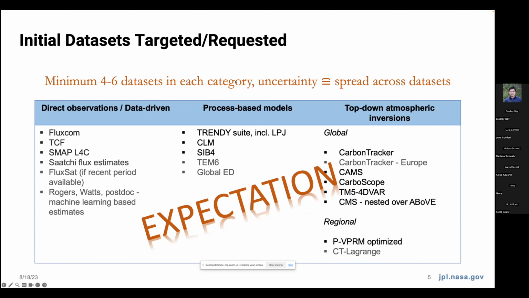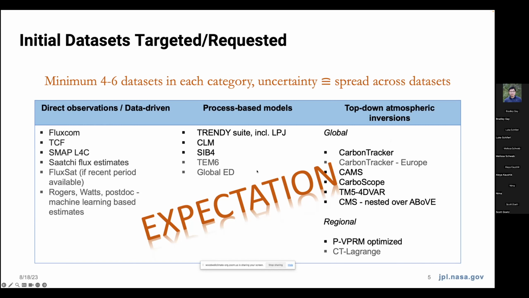When we were setting this up, our expectation was that we would have a nice spread of data sets across different categories. I just went back and found the initial notes and the initial slides on all the different data sets that we were trying to collect. So we identified several of them under the data driven or upscaled flux data sets. For process-based models, we identified several, as well as a bunch of different top-down atmospheric inversions. And as I've written, this was our expectation.